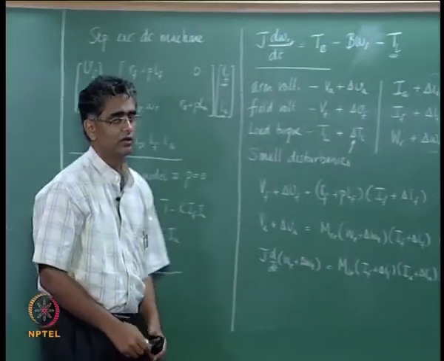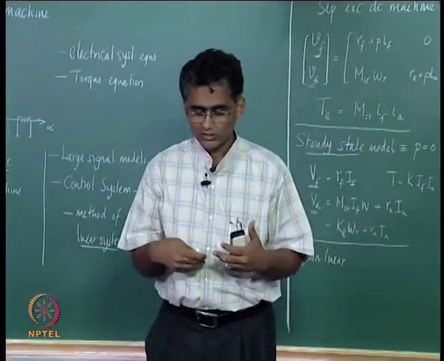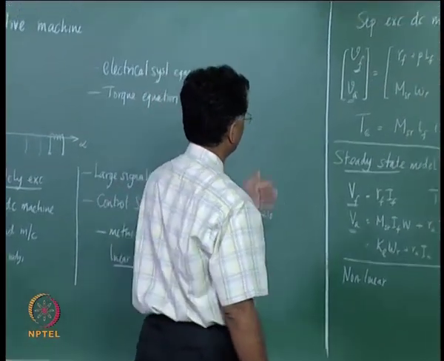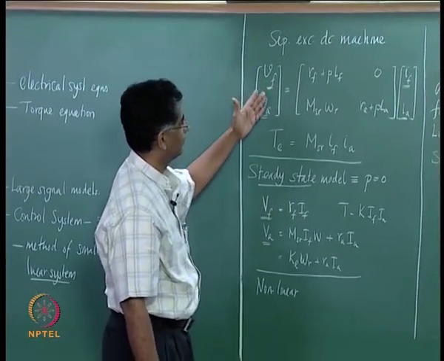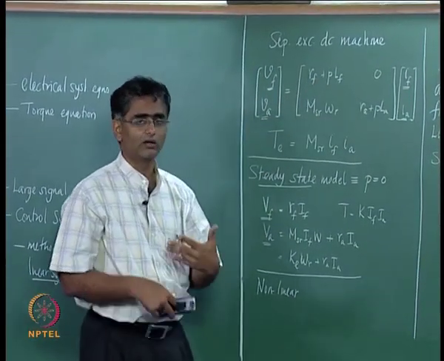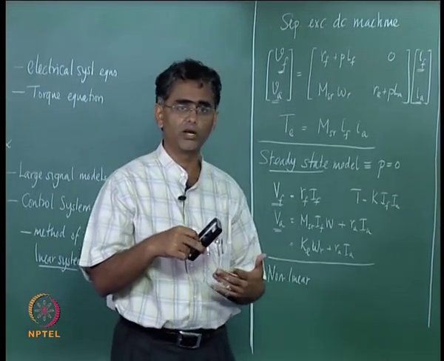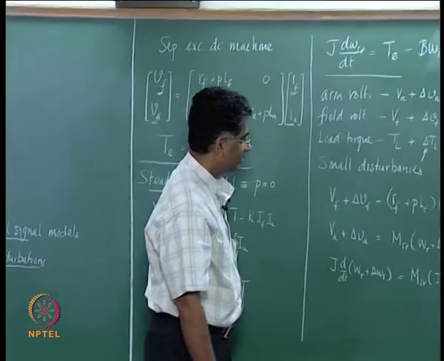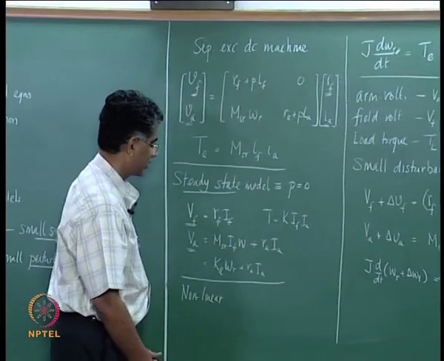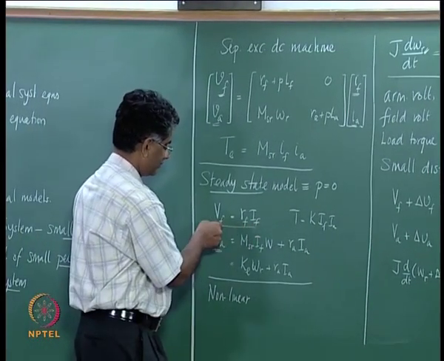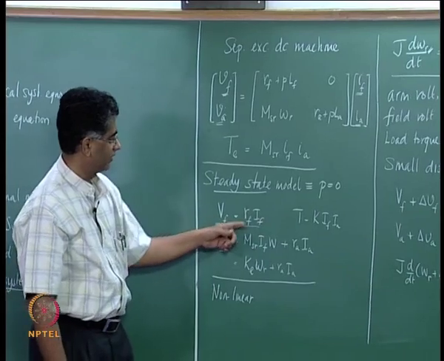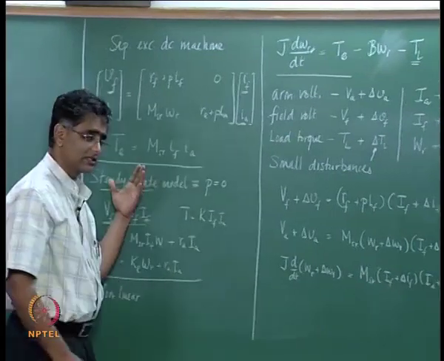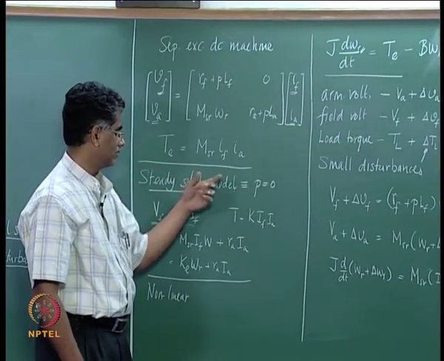So, these are the system equations. This is how the model is going to look when you consider the applied Vf and Va here, and the responses are then composed of a steady state part and a disturbance response part. Now, if you look at the steady state part, you already know that Vf is equal to Rf into If, and in this case P is equal to 0.